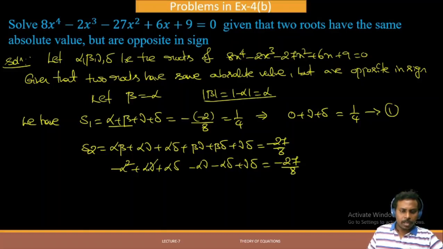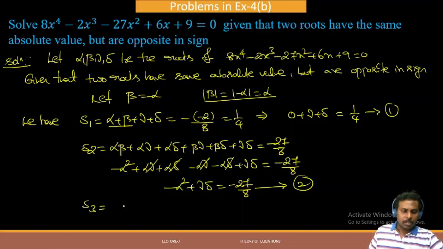Now what do we get? Alpha gamma terms get cancelled, and the gamma delta and minus gamma delta get cancelled. So we have got minus alpha square plus gamma delta is equal to minus 27 by 8. We call it as equation 2.